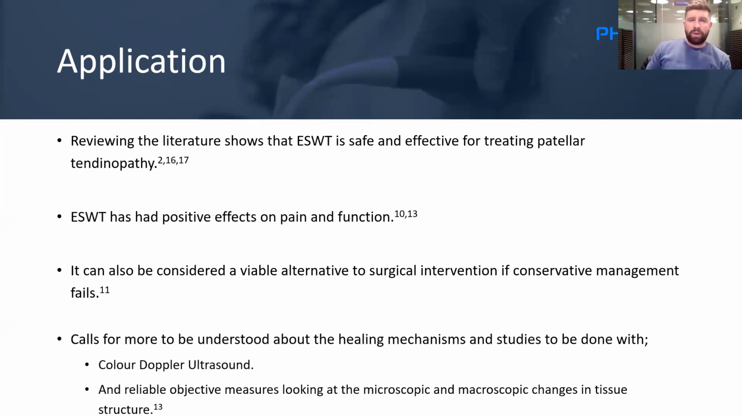However, there's a big call for understanding a little bit more about the healing mechanisms. So people want to look at colour Doppler ultrasound. I think looking at more reliable objective measures to look at the different changes within the tissues. I don't think there are many papers that have looked at power outcomes and things like that as well, that tend to look at quite subjective outcomes.